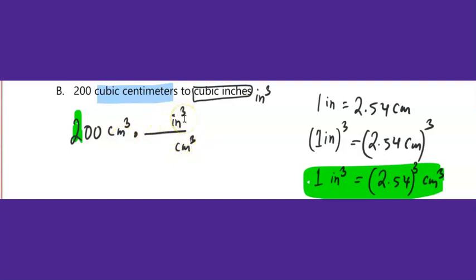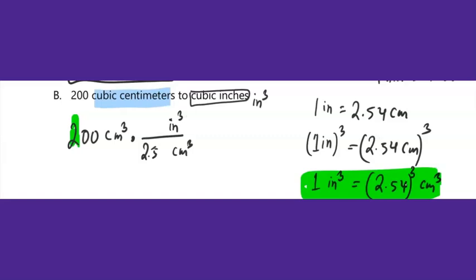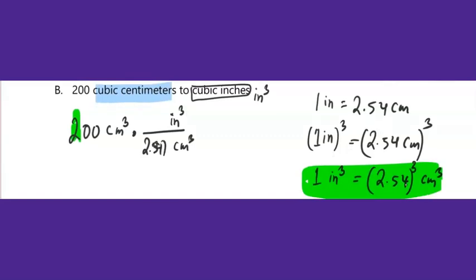And you see this equation, 2.54 to the power 3 centimeter cube equals 1 inch cube. So you cancel this centimeter cube, and now your answer must be in cubic inches, and you just divide it over 1. You can think about that. So if you divide 200 by 2.54 cube, you'll get 12.20 inches cube.